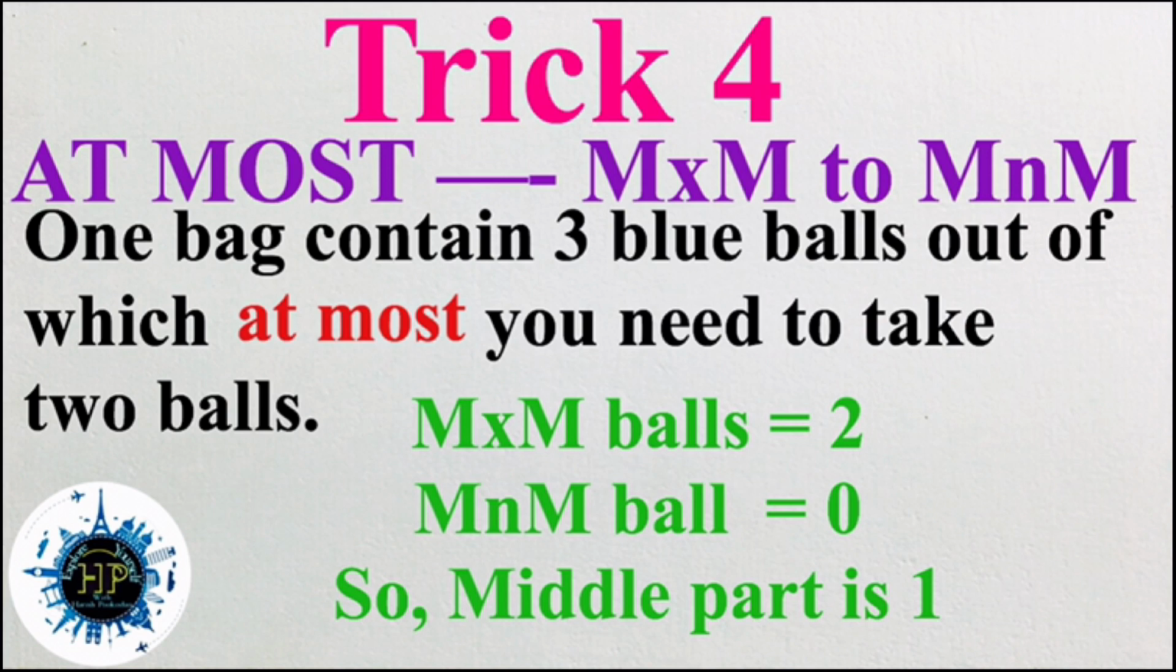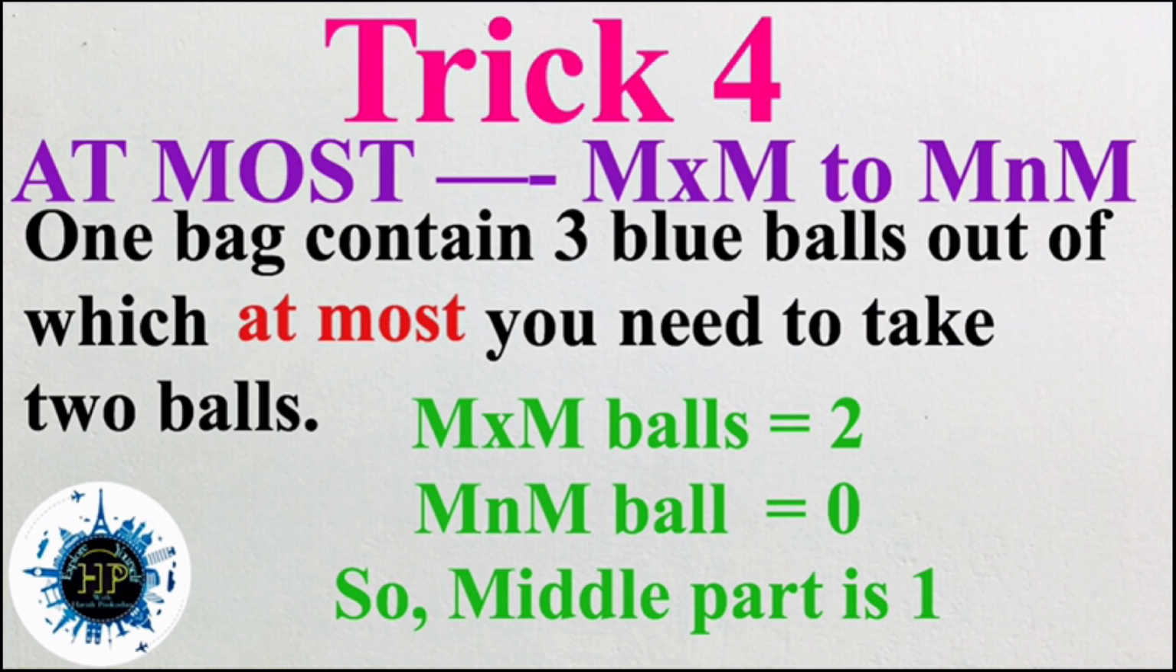Then we move to trick number 4, that is at most. At most is maximum to minimum. The words at most itself show the maximum. Whenever you are hearing at most, it means from maximum to minimum. But previously we were talking about at least, which means minimum to maximum. Here maximum to minimum, that is at most.